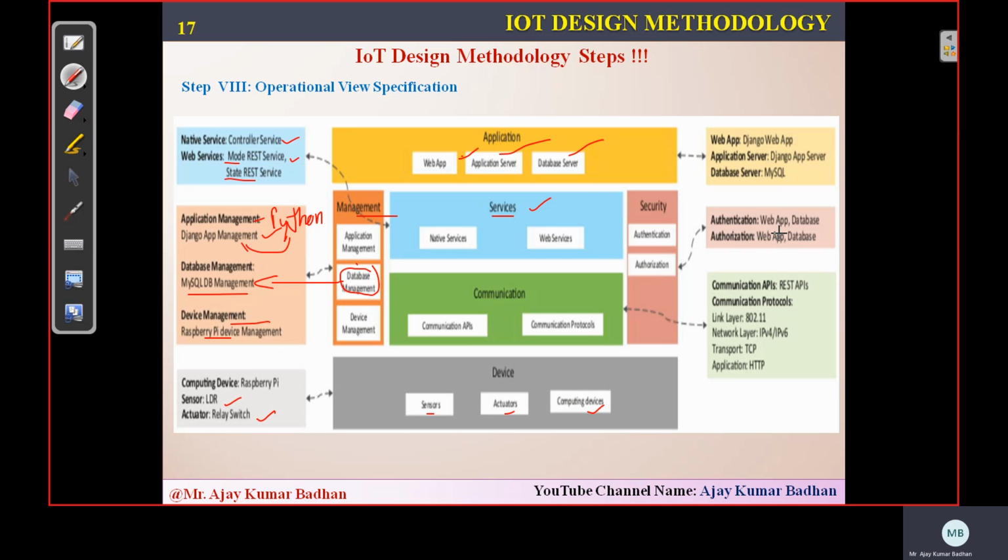In the same way for security, we require a web app and database, again for authorization and authentication and so on. To show the web applications, we require a Django web app. We need a server to run that application and a database for storing the information. What kind of communication are we going to use? We have different layers. The link layer will use 802.11. Whatever we discussed in the previous slide is the same thing represented here. You can just go through it.